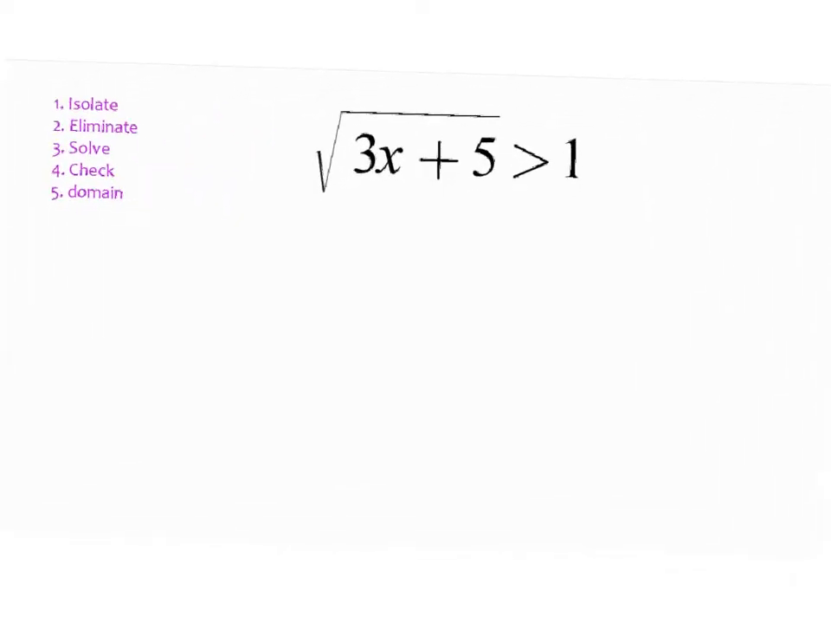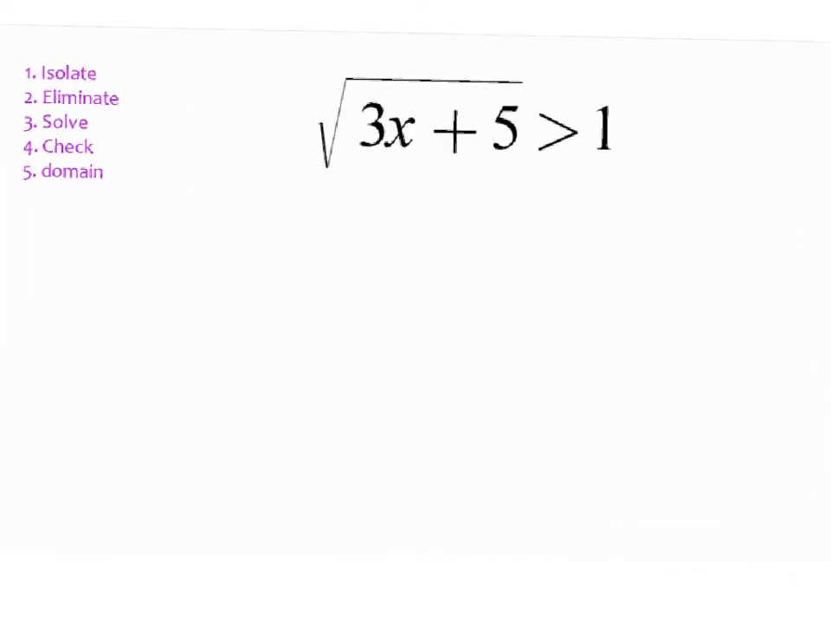All right, so another example. We're going to isolate the radical. It's already isolated, so we don't have to do anything. So I'm going to square both sides.